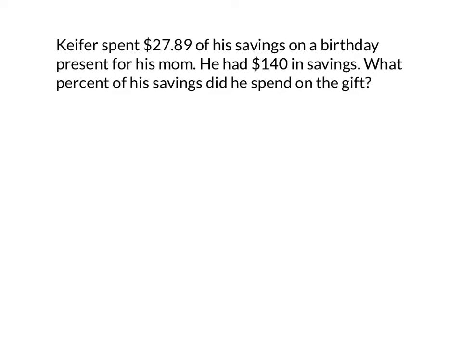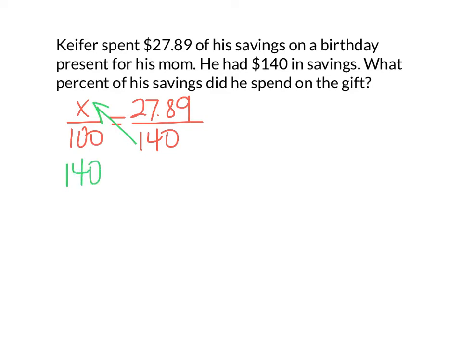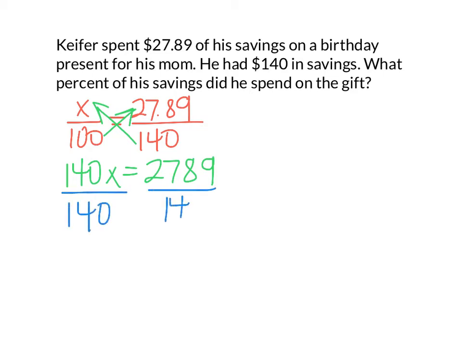So we start with, I don't know the percent, so x over 100 equals, the part he spent was $27.89. The total he had in his savings was $140. So now we cross multiply, get 140x equals $27.89, and then divide both sides by 140 to isolate the variable, and x equals 19.92, and if we round to the nearest tenth, 19.9%.